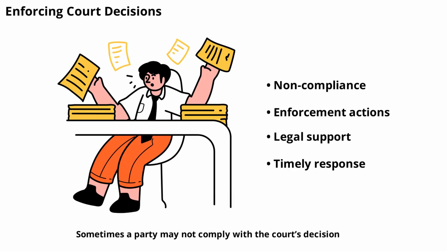Sometimes, a party may not comply with the court's decision. In these cases, additional steps may be necessary to enforce the judgment. This could involve wage garnishment, property liens, or other legal actions. Local authorities or the court can provide guidance on how to proceed. It's important to act promptly and follow the correct procedures to ensure the judgment is enforced.